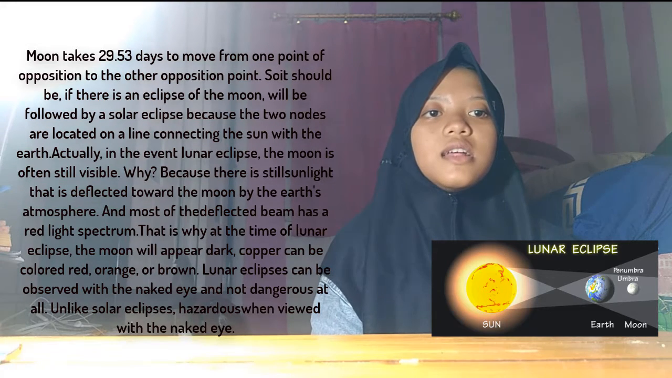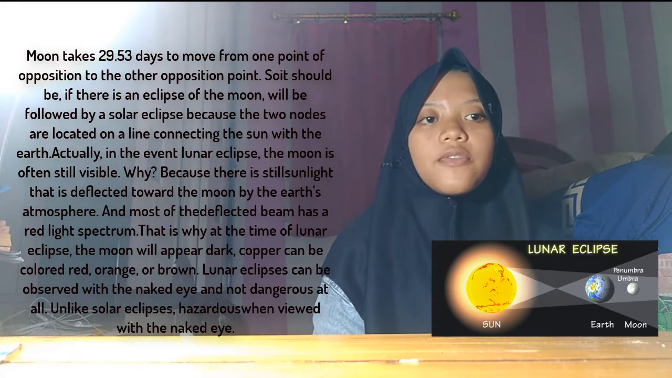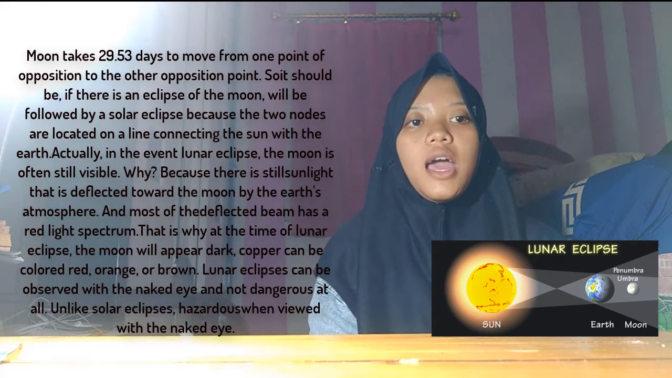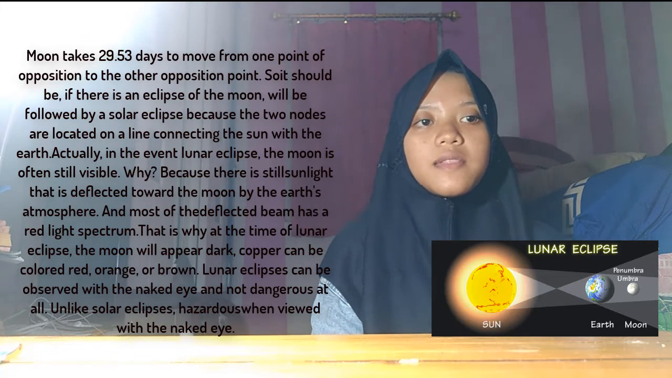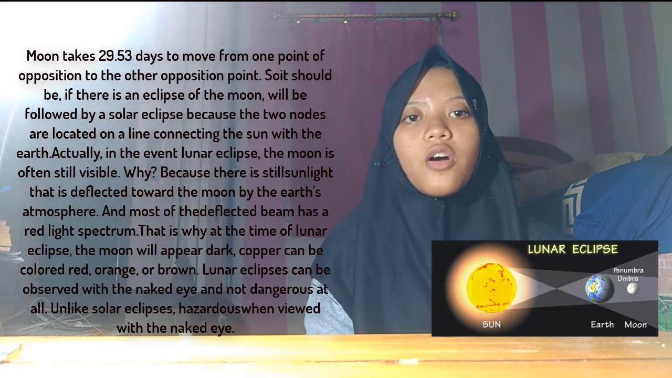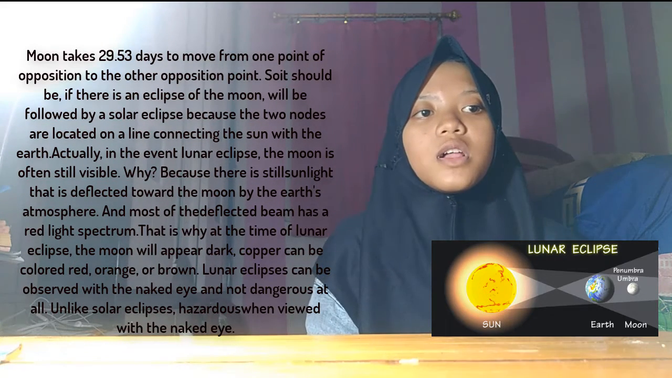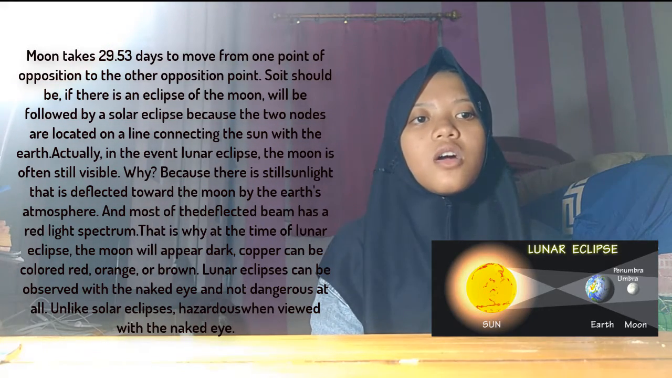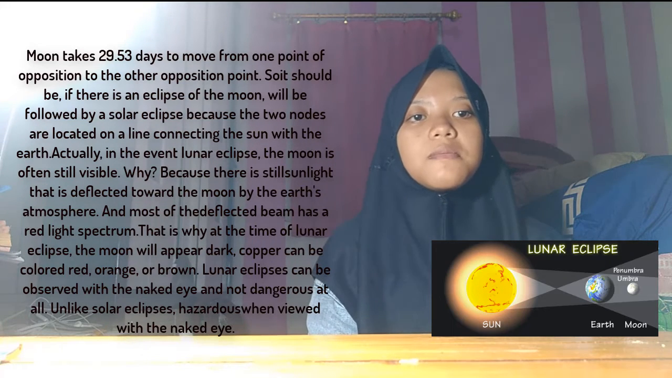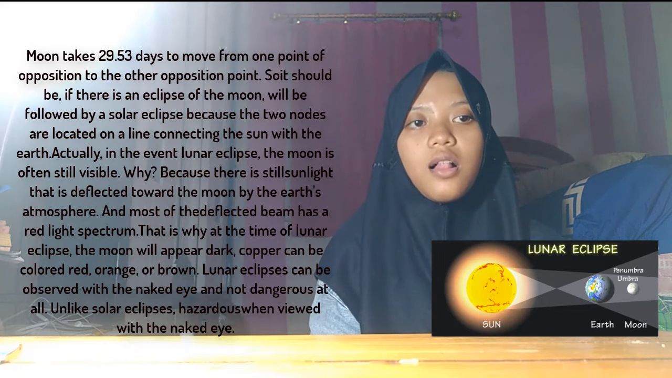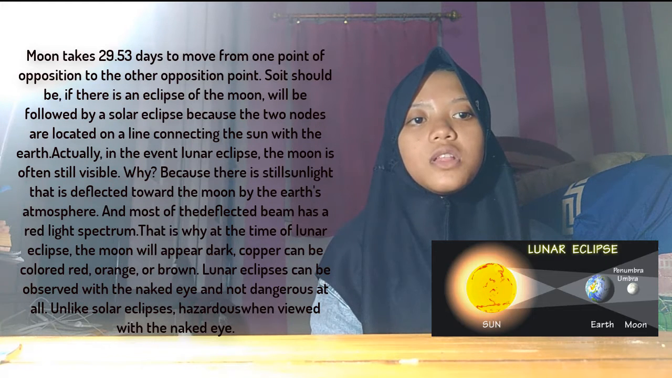Why? Because there is still sunlight that is deflected toward the moon by the Earth's atmosphere, and most of the deflected beam has a red-like spectrum. That is why at the time of a lunar eclipse, the moon will appear dark, copper-colored, red, orange, or brown. A lunar eclipse can be observed with the naked eye and is not dangerous at all, unlike a solar eclipse, which is hazardous when viewed with the naked eye.